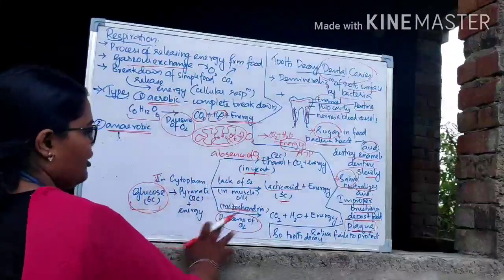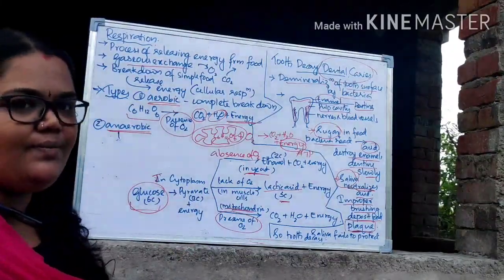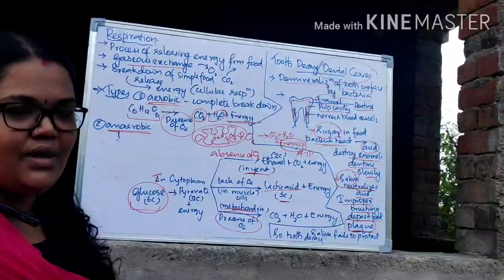This is the flow chart of aerobic and anaerobic respiration happening in different cells. I hope you have understood.